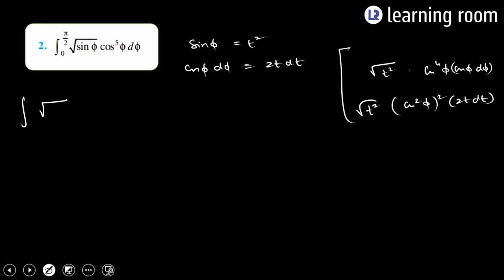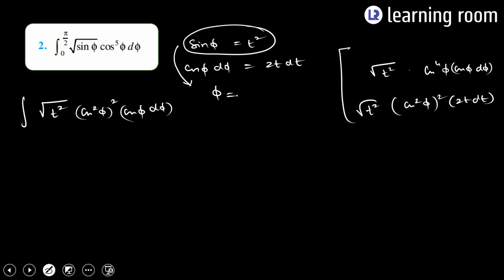Square root of sine phi, I write it as t square. Cos power 4 phi, I'll again write it as cos square phi the whole square, into cos phi d phi. Now, tell me what are going to be the limits with respect to the substitution. When phi is equal to 0, the lower limit is 0, what will be the value of t square? It is 0, so t is also 0. So you should not write the limit of t square, you should write the limit of t. Why t? Because this cos phi d phi will get converted in terms of t.